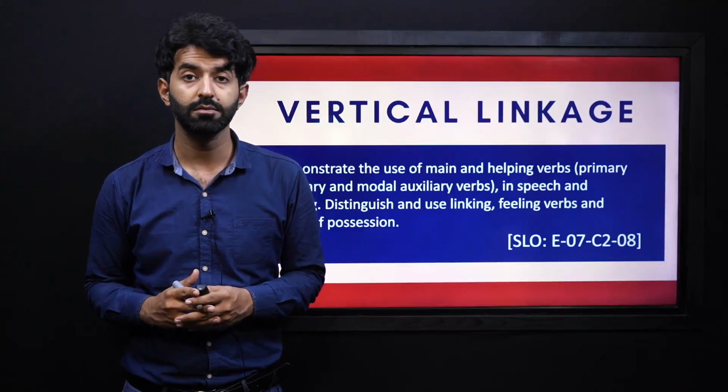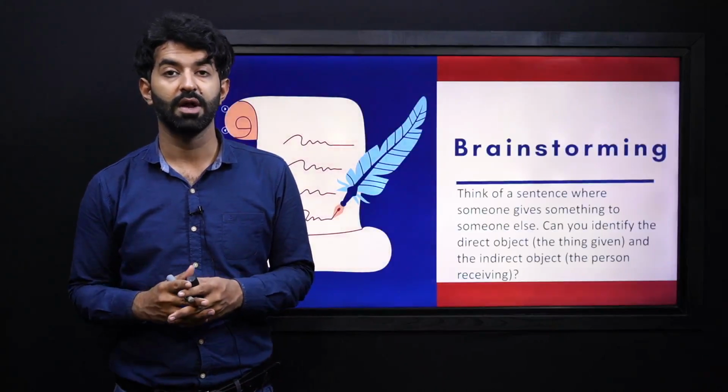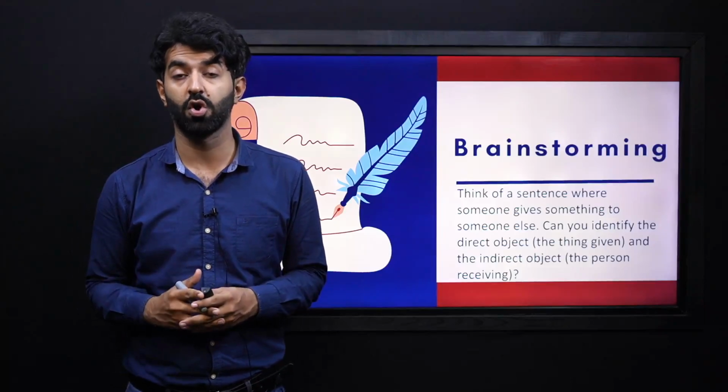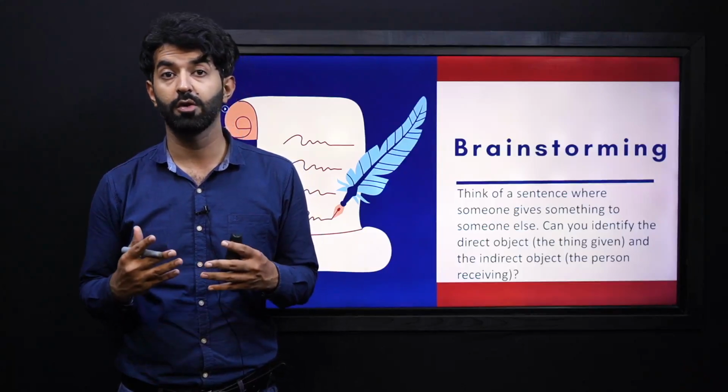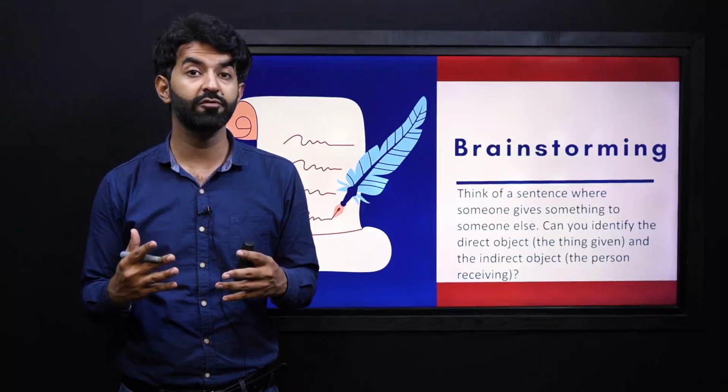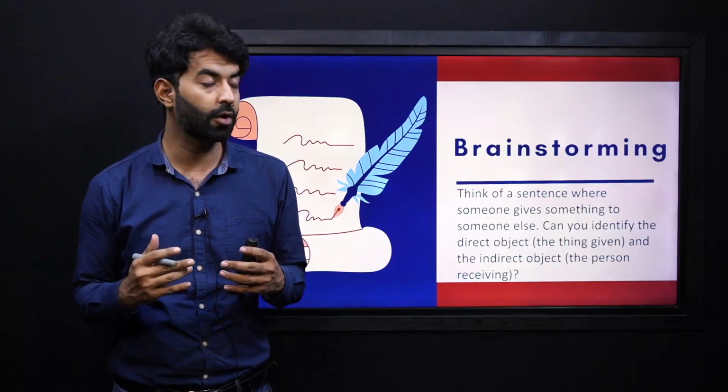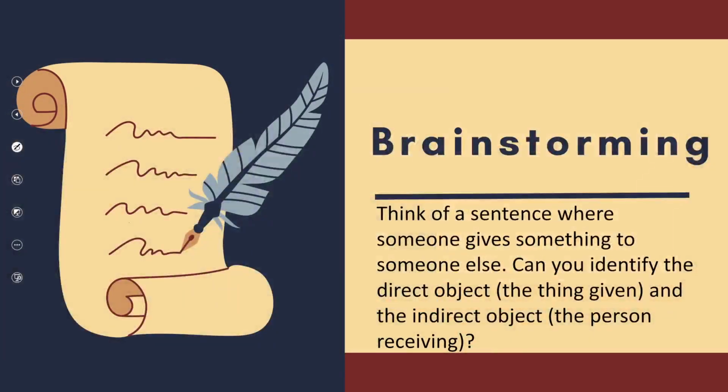Now after this, I would like to introduce you to today's brainstorming session where we'll be discussing a question, a very quick prompt for you. Now you have to storm your brains a little bit. Think about a sentence where someone gives something to someone else. Can you identify the direct object, the thing that is given, and the indirect object, which is the person who is receiving it?